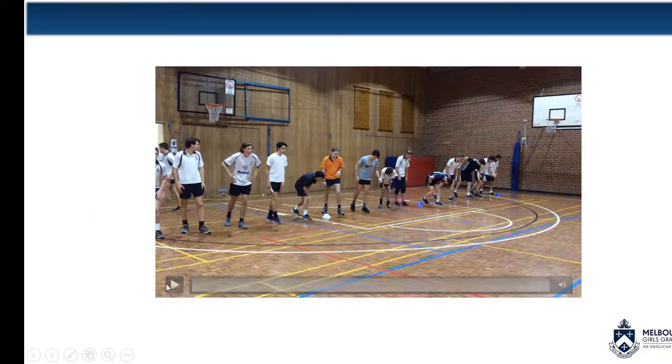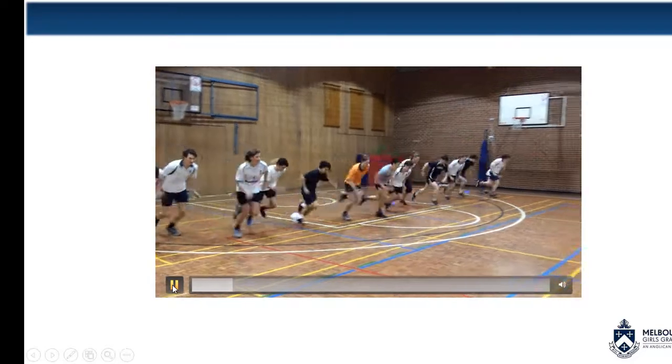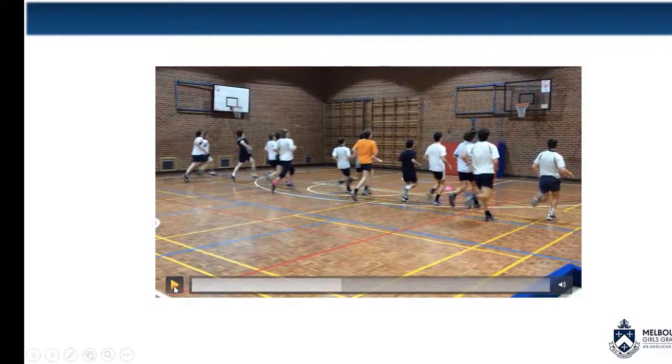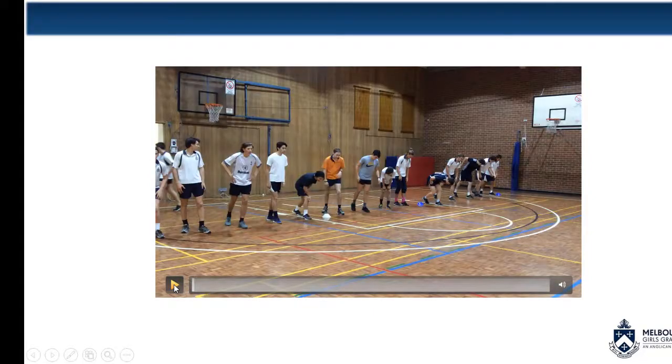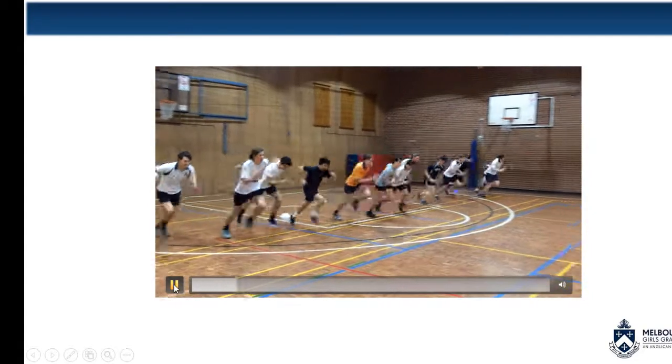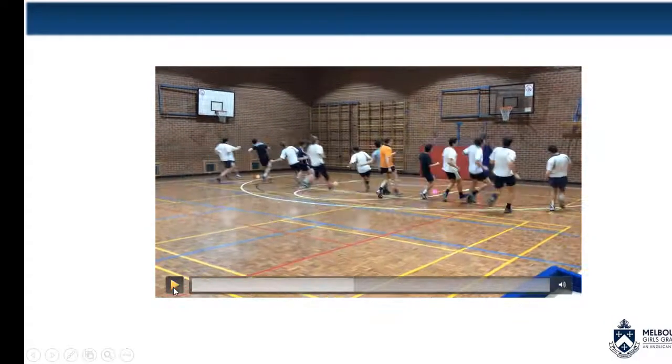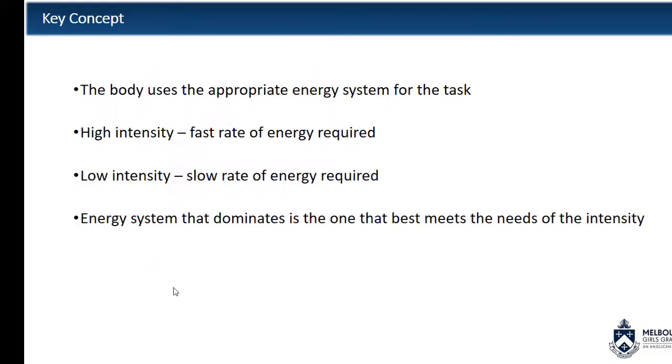So if we have a look at this exercise here, what we're looking at is a slow jog. So we'll go back again and have another look. Look at the acceleration. Is that a really fast acceleration or quite a slow acceleration? So we are not going to need an energy system that is going to provide energy really, really quickly. Our aerobic system is going to be able to meet the needs of that task.